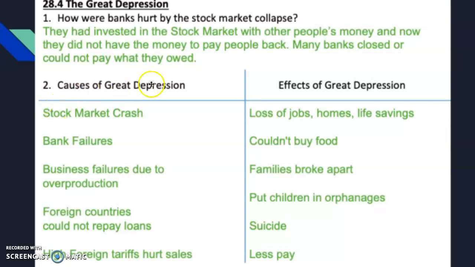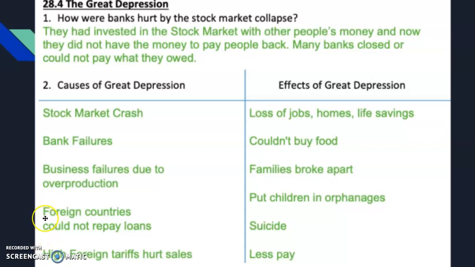As far as what caused the Great Depression, there were many factors that were involved with it. Obviously, the first one is that the stock market crashed, which then led to bank failures, and businesses were closing because they had made so many goods that they could no longer sell, and so they didn't have enough money saved up to last, and so a lot of businesses went out of business.